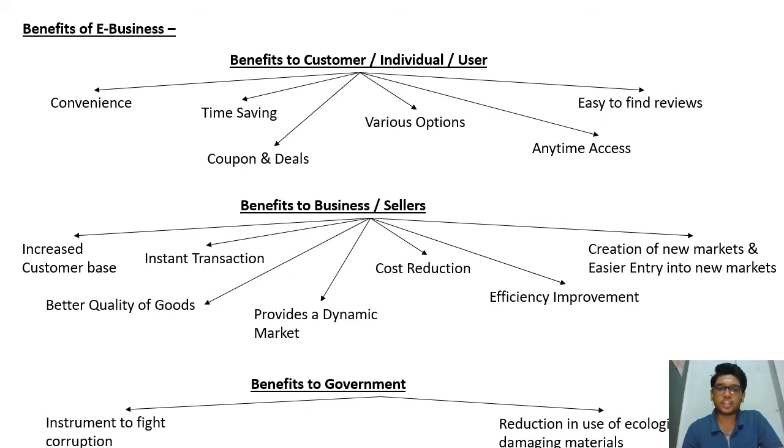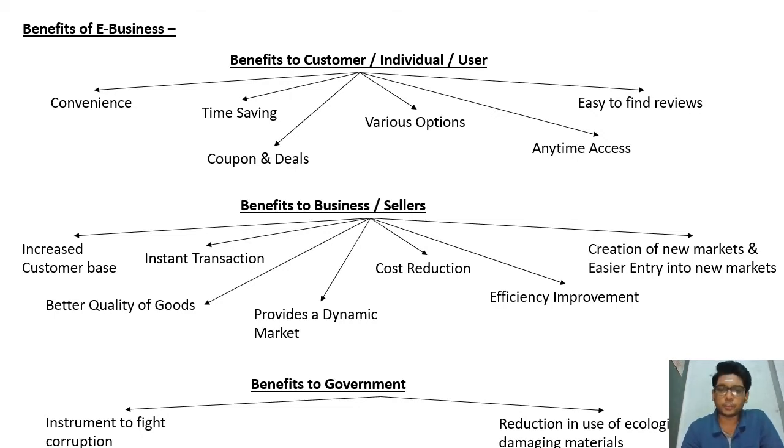Next, instant transaction: payment will happen instantly and you will receive the product in 2 or 3 days' time. Better quality of goods. Goods will be of better quality. Provides a dynamic market, cost reduction, efficiency improvement, and finally creation of new markets and easier entry into new markets. I will not only have business in Chennai, I will have business all over. That is creation of new markets and easier entry into new markets. These are the benefits to the sellers or businesses.